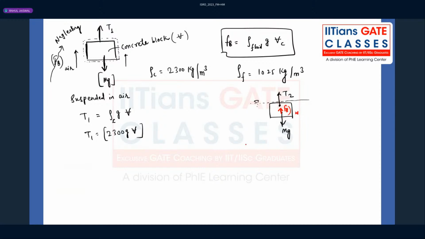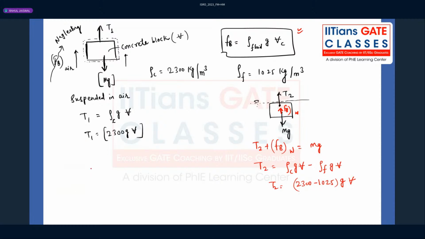Now if we do the force balancing, T2 plus FB will be equal to mg. So T2 will be rho of concrete g into V minus the buoyancy force. The buoyancy force, as I told you, is rho of fluid g into the volume of concrete. So T2 can be written as (2300 minus 1025) g into V. That is my T2 value, and this is my T1 value.